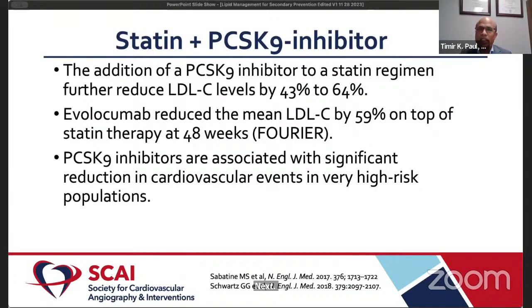The addition of a PCSK9 inhibitor to statin therapy further reduced the LDL cholesterol anywhere between 43% to 64%. The FOURIER trial showed that the additional reduction of LDL was 59%, and the Odyssey trial showed that additional LDL reduction was 61%. So basically, the mean extra LDL reduction is around 60% if you use the PCSK9 inhibitor. So it's a very strong LDL reductor. And PCSK9 inhibitors, as I mentioned, are associated with significant reduction of cardiovascular events, especially in very high-risk patients. Next.